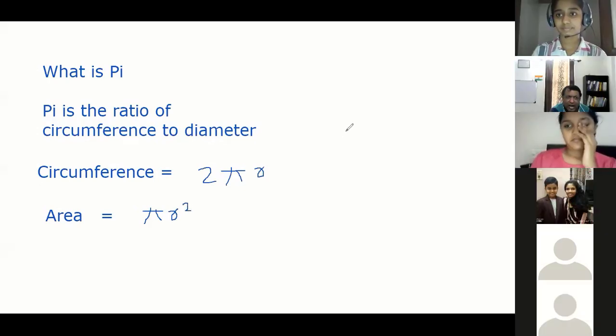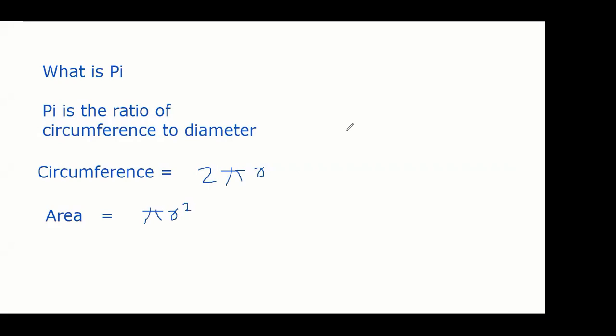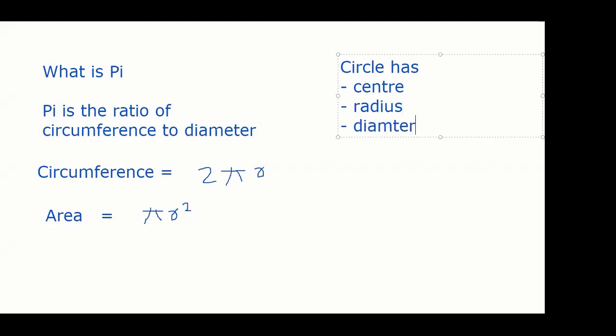So, guys, area of a circle, circumference of a circle. What I said initially is that a circle has a center. A circle has a radius. A circle has a diameter. A circle has a circumference. A circle has an area. Correct? Is this very clear or in doubt?